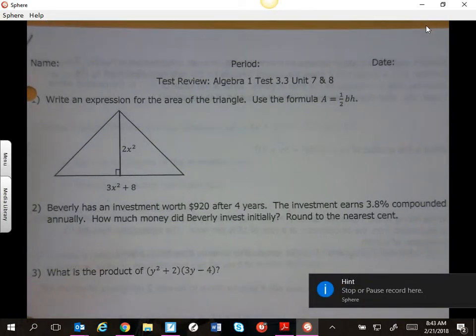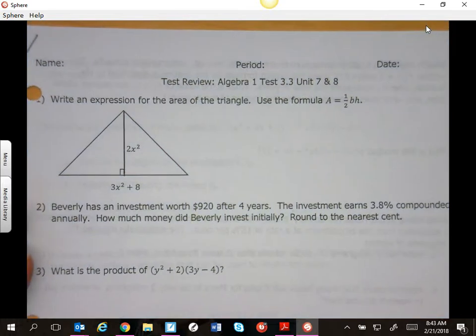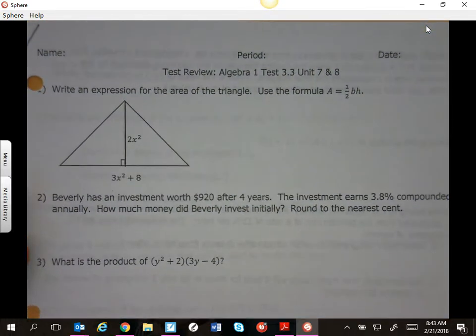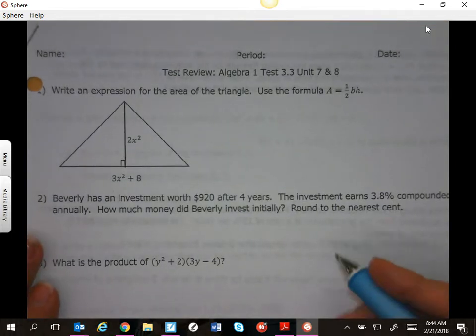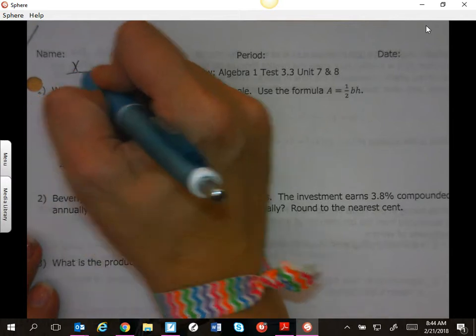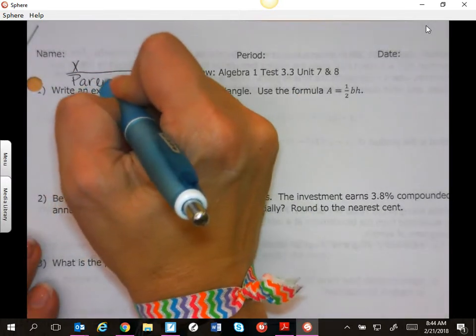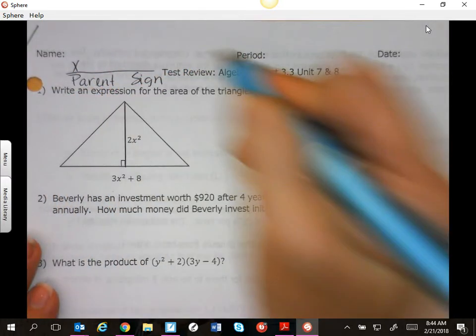So tomorrow we have our test. It will cover exponentials, exponent rules, factoring, multiplying polynomials, and intro to polynomials. So make sure you get a parent signature so you can get those bonus points.